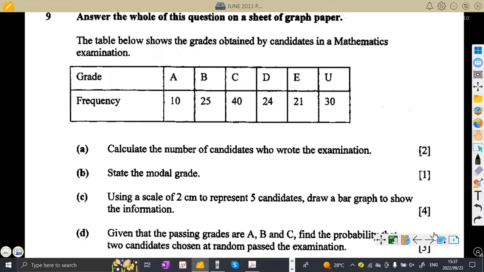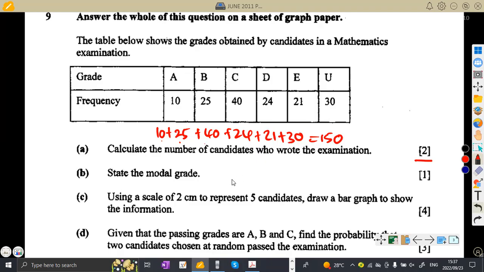Okay, number 9, we are given: the table below shows grades which were obtained by candidates in a mathematics examination. Calculate the number of candidates who wrote the examination. There we are not wasting much time. To calculate the number of candidates, you simply have to add. So this is 10 plus 25 plus 40 plus 24 plus 21 plus 30. You add all these elements that we are given, and it's going to give us something like 150. So 2 marks. You add like this, and do not just write 150 using a calculator.